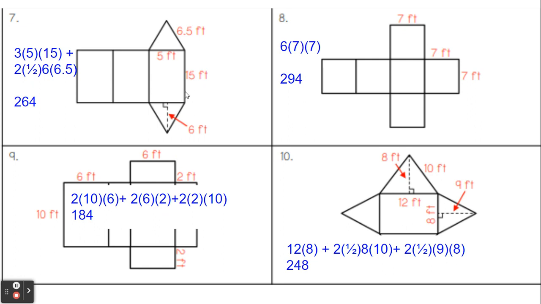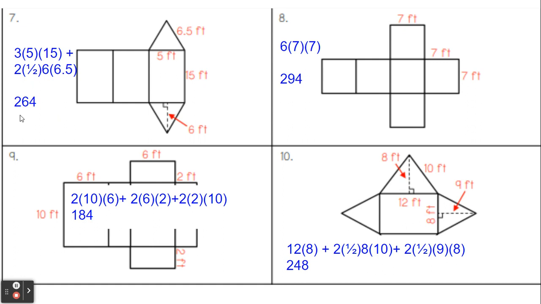All right. So if you're finding the area of this figure, what you're going to do is we've got 1, 2, 3 rectangles that are the same shape, and those are 5 by 15. So I had 3 times 5 times 15. And then I'm adding the area of the two triangles, which are the same size. So I've got 2 times half times 6 times 6.5, and I got 264.